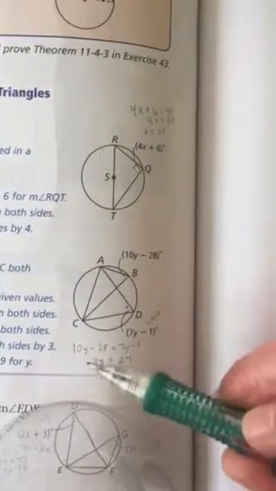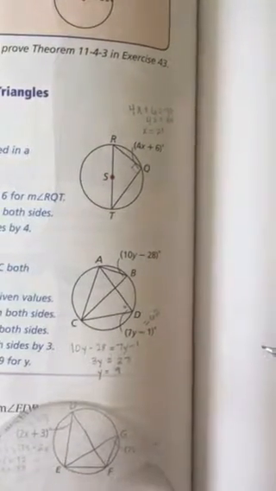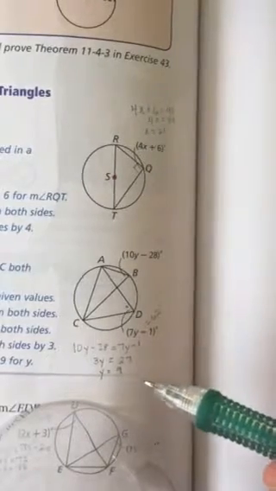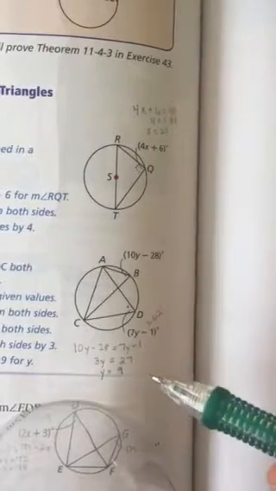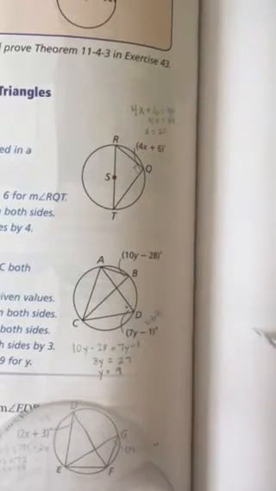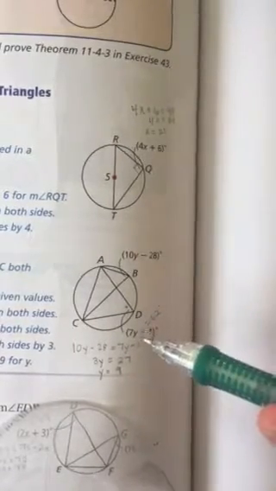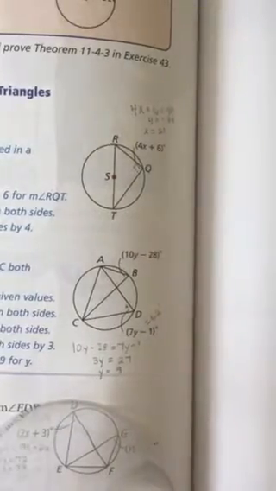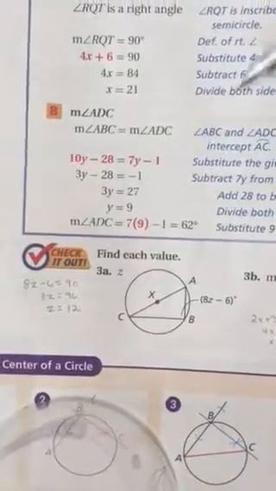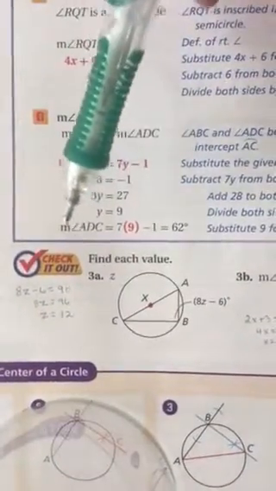So we say 10y minus 28 is equal to 7y minus 1. We do the algebra and we get y equals 9. But that's not the end of the answer, because they ask us what the actual measure of the angle is. So now we've got to plug 9 into 7y minus 1, and we get 62. Let's look at another one like that, or maybe another two for practice. These are the check it out, 3a and 3b.